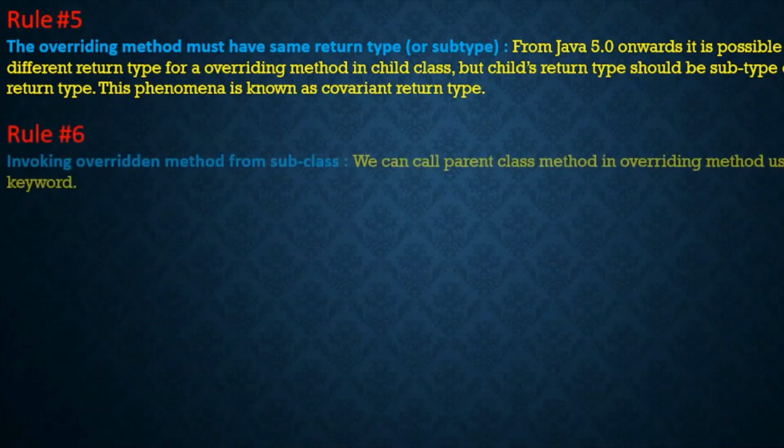Then rule 6, invoking an overridden method from the subclass. The concept here is, whenever we are overriding one method of the superclass in the subclass, how can we call the superclass method? Inside the subclass method we write the super keyword, and then it will call the super method. By using the super keyword, we can call the superclass method from the subclass.